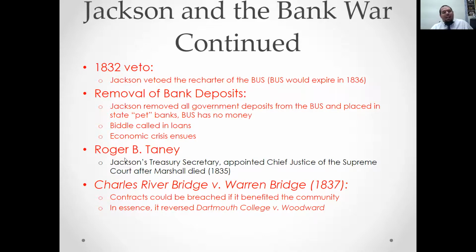You have Roger B. Taney. He was Jackson's Treasury Secretary, and he was appointed Chief Justice of the Supreme Court after Marshall died in 1835. An important court case, one of his firsts, was the Charles River Bridge versus the Warren Bridge in 1837, which was about a monopoly over a bridge. And Taney and the court said that contracts could be breached if it benefited the community.